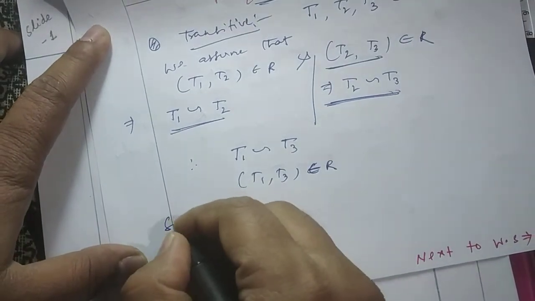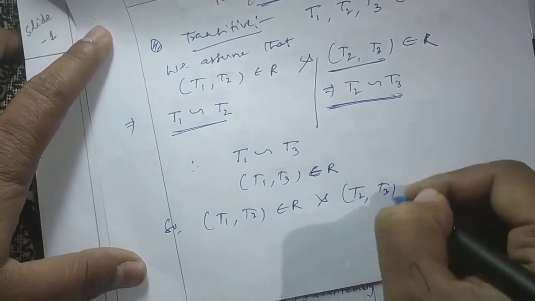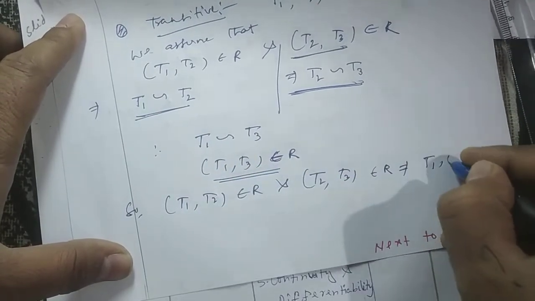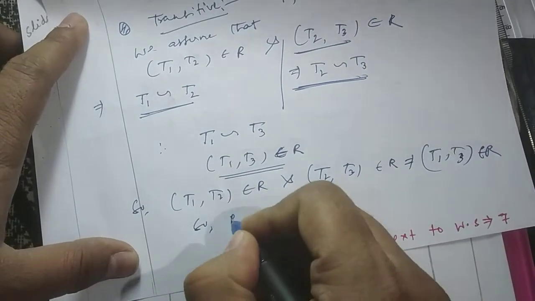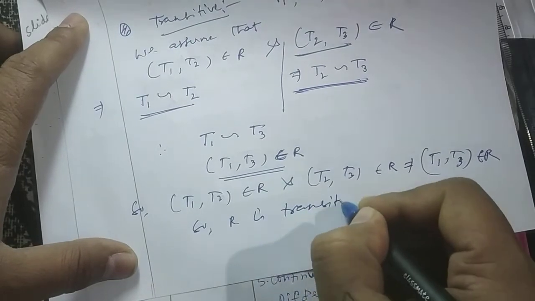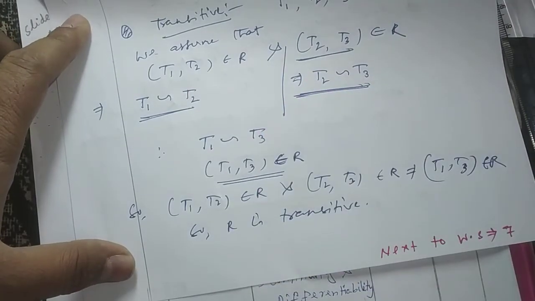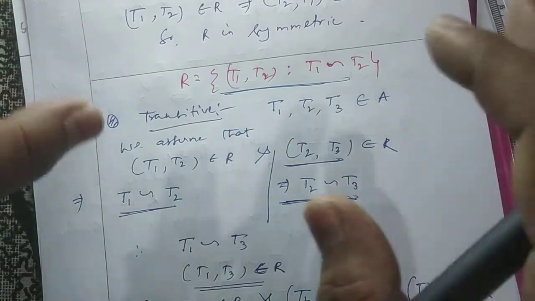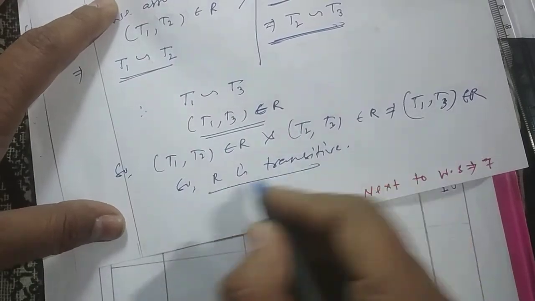That means firstly we have taken (T1, T2) belongs to R, as well as (T2, T3) belongs to R. Also we have checked in the last step (T1, T3) belongs to R. So we can say R is transitive. Here we have to explain all the points logically. Otherwise, marks will be cut. If you don't explain logically, then marks will be cut. So in this way, you have to follow all the steps logically. Understood or not? So you can say here R is transitive.